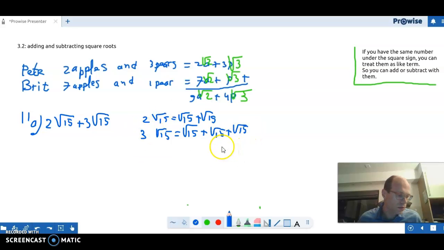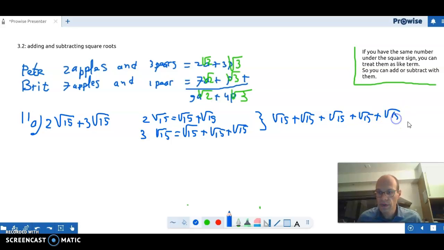So that in total is equal to square root of 15 plus square root of 15 for this part, and we add this part, square root of 15 plus square root of 15 plus square root of 15. And that is equal to 1, 2, 3, 4, 5. 5 times the same. I don't write down multiplication signs, but just 5 times square root of 15. So this is basically how you do it, and you could also just do 2 plus 3 is 5, 5 times square root of 15.